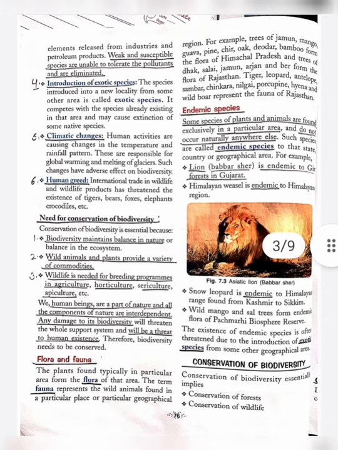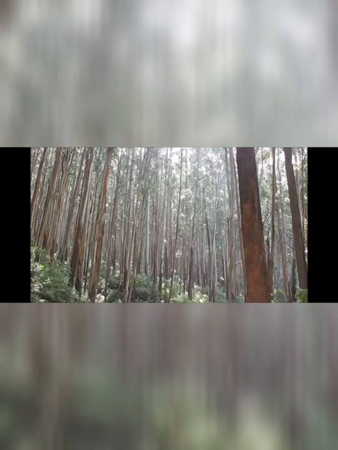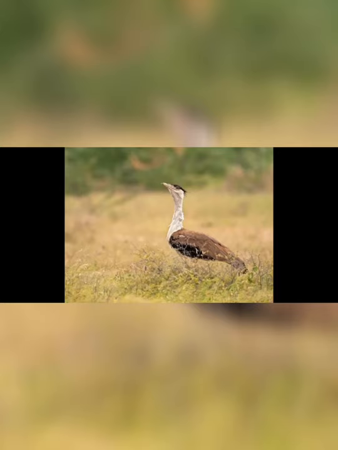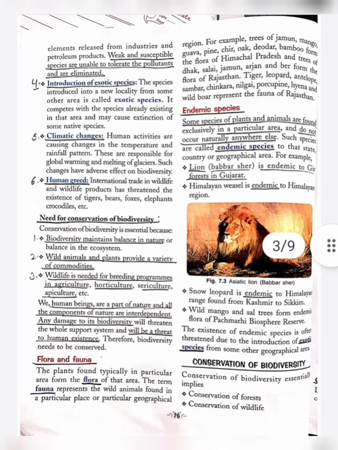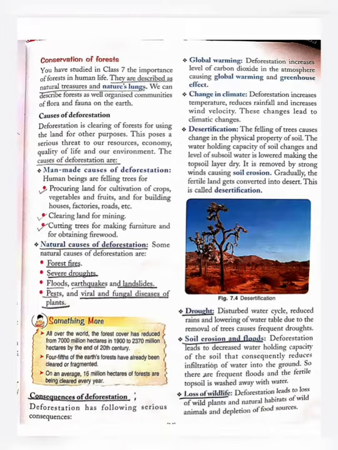We human beings are a part of nature and all the components of nature are interdependent. Any damage to its biodiversity will threaten the whole support system and will be a threat to human existence. Therefore, biodiversity needs to be conserved. Conservation of biodiversity means conservation of forests and conservation of wildlife.